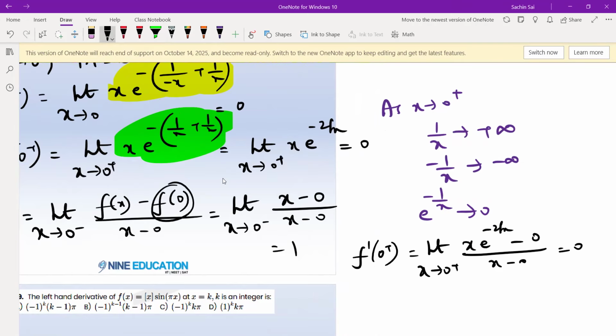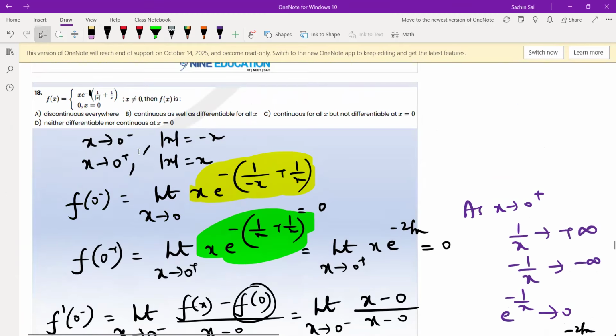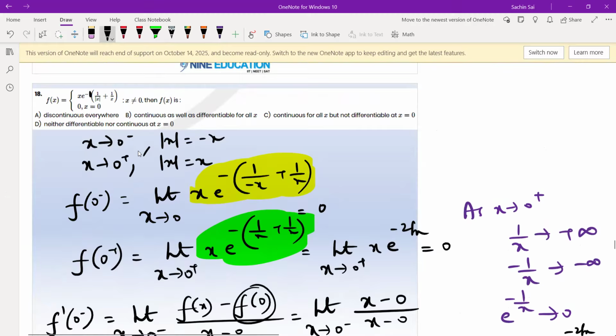So that means the function is continuous, but not differentiable, right? So it is continuous for all x, but not differentiable at x equals 0.